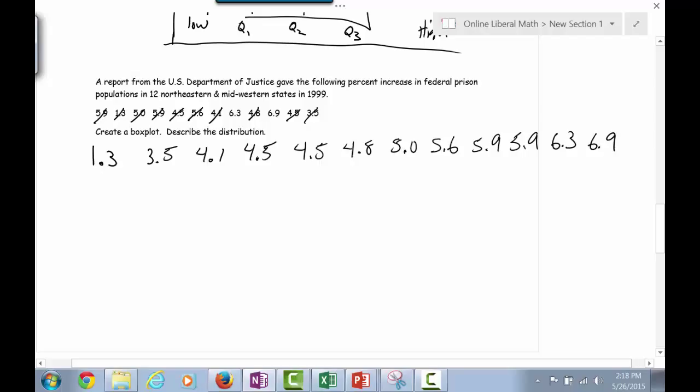Okay, so I have them in order. And so obviously I can fill in the low and the high. The low in this case is 1.3. The high is 6.9. Okay, so I'm going to find Q1, Q2, and Q3.